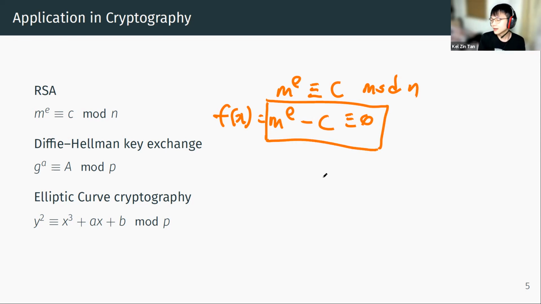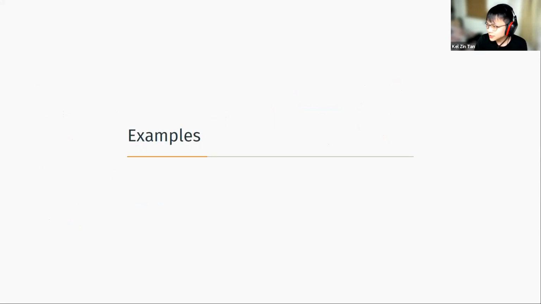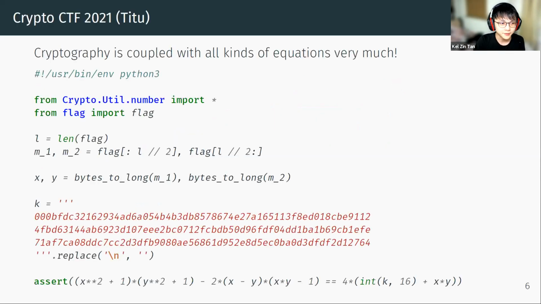Yeah. And it's also the same for Diffie-Hellman. Diffie-Hellman just changes the E to A and to G, and then you've got the elliptic curve. This equation occurs a lot in elliptic curves because this is the equation for you to check if the point is valid or not. But it's not important. If you know this, then it's good to know. Okay. Yeah. And now I'll just move on to some example problems that I've solved before.